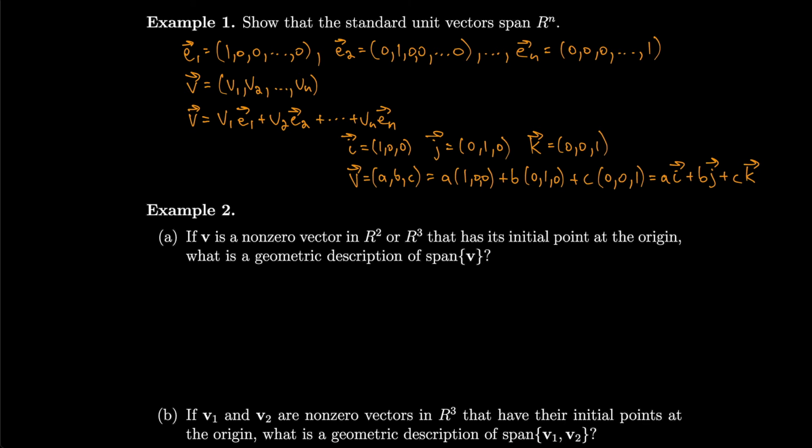If v is a non-zero vector in R2 or R3 that has its initial point at the origin, what is a geometric description of the span of v? So how about we draw R3 really quick.